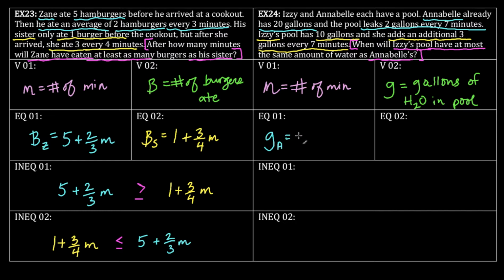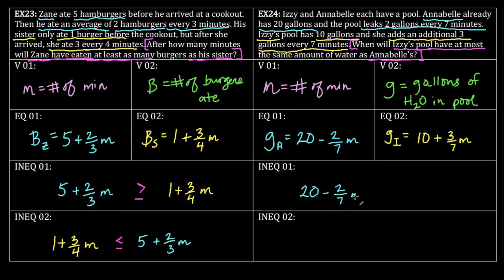Okay, so we know that with Annabelle's, the gallons of water in Annabelle's pool start off at 20, and it leaks, so it decreases by 2 every 7 minutes. And Izzy, on the other hand, the gallons of water in Izzy's pool start off at 10 only, but she gains 3 every 7 minutes. So let's go ahead and represent this relationship it asks us to.